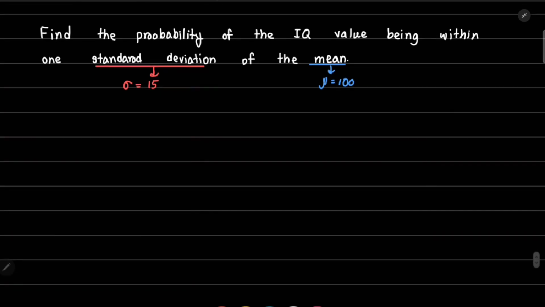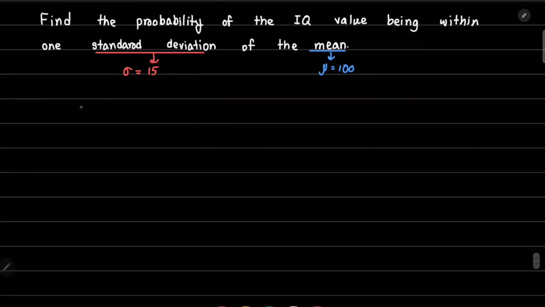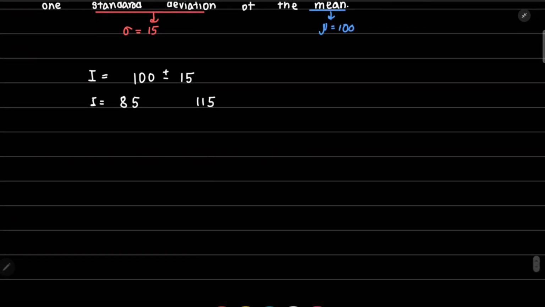Being within means plus or minus. So the value of I is one standard deviation away from the mean, so one standard deviation more than or less than the mean. The mean is 100 and we have plus or minus 15. So it basically is asking us to find the probability of the I value being between 85 and 115.